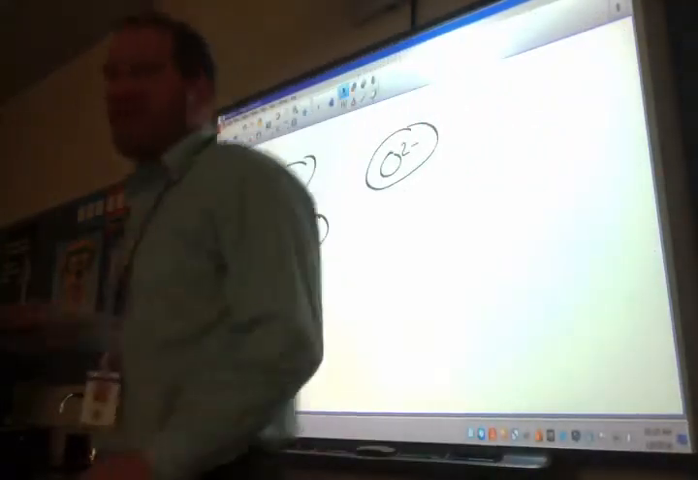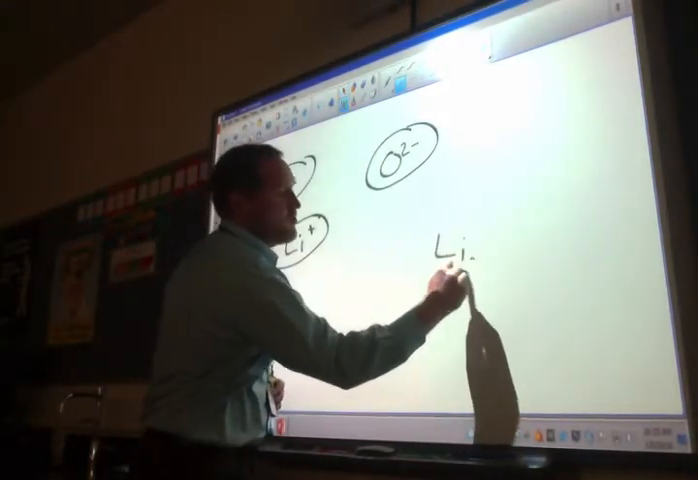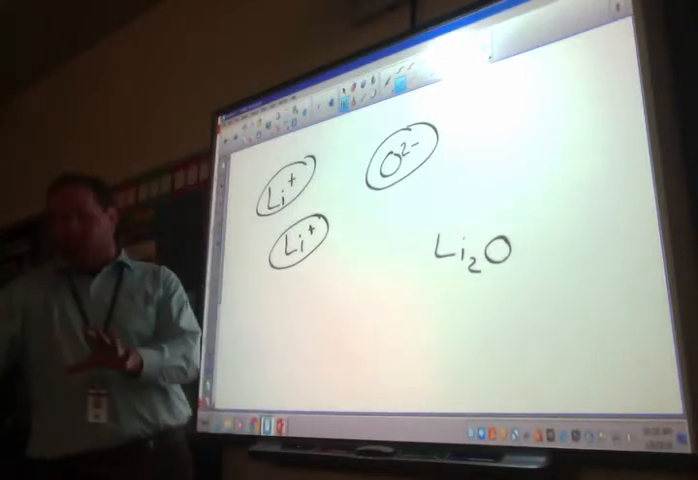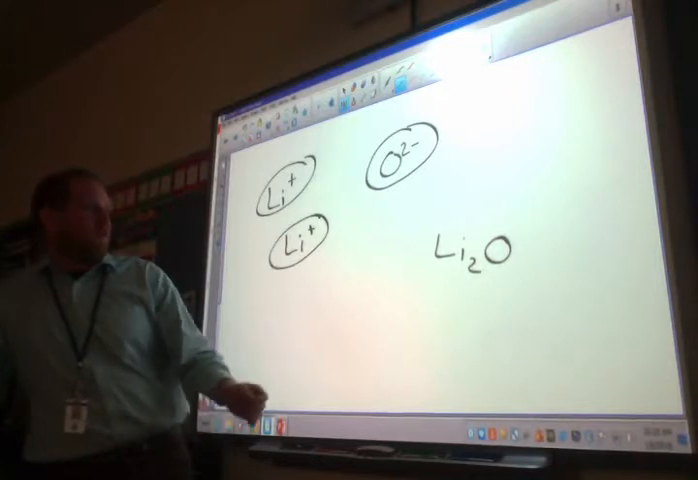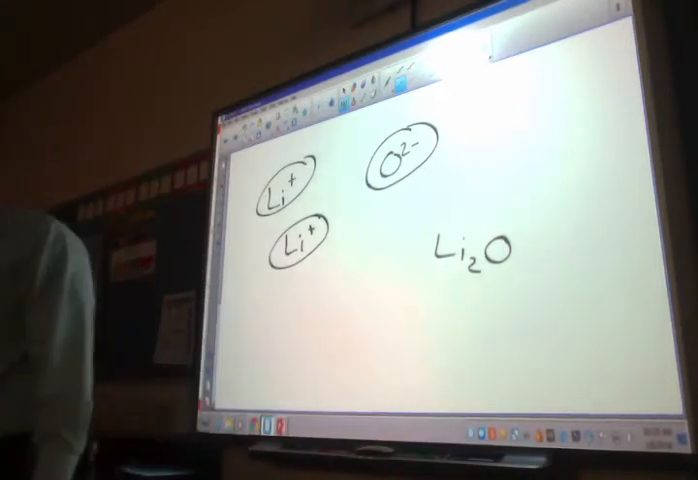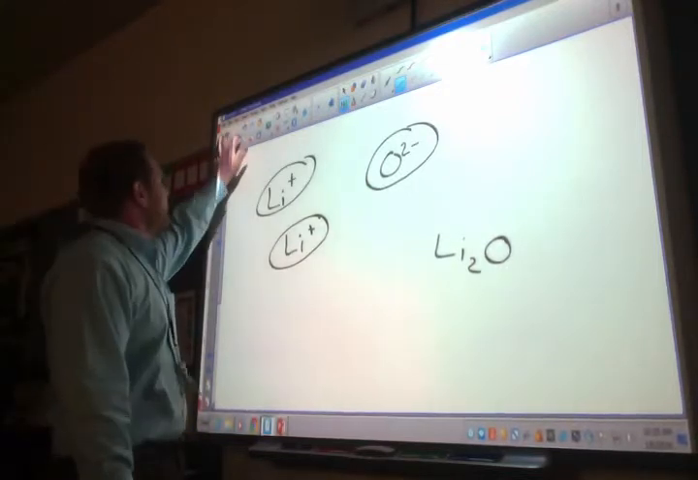So the formula for this is going to be Li2O. The rule for this is you put the cation first. The positive one always comes first. So it's lithium, and it's 2 of them, and it's 1 oxygen. So Li2O. Let's do another example.